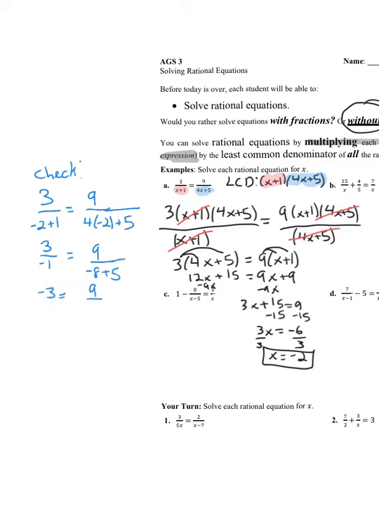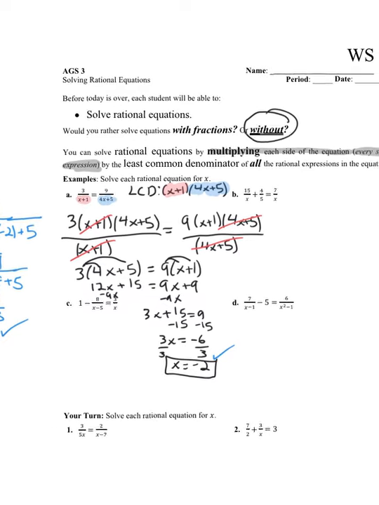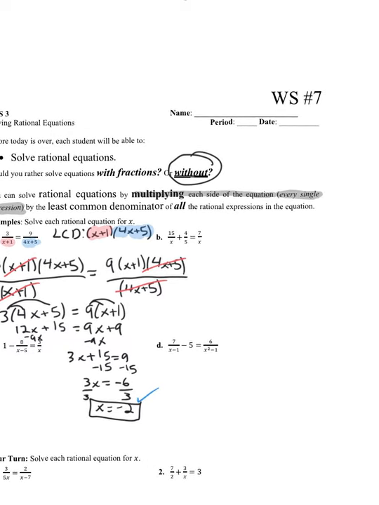On this side, I get 9 over negative 3. That is negative 3. So that checks out. So negative 3 equals negative 3. I double checked by plugging the negative 2 back in to verify that I did my work correctly, and it did work out. That's perfect. That's what I'm doing on these types of problems.